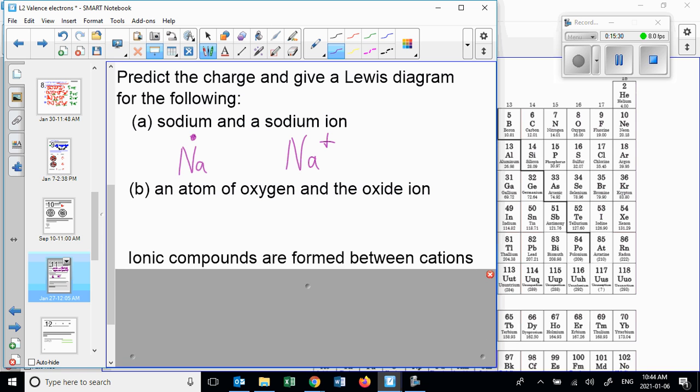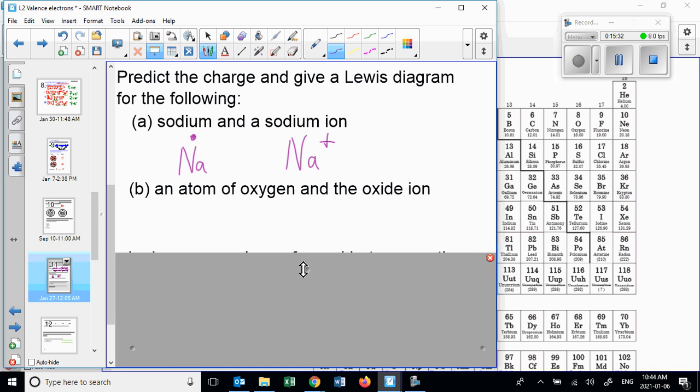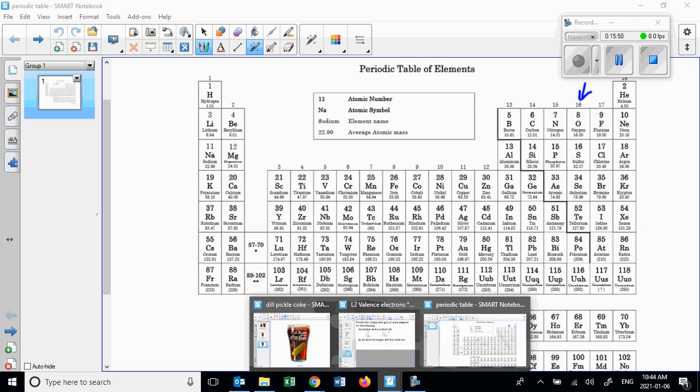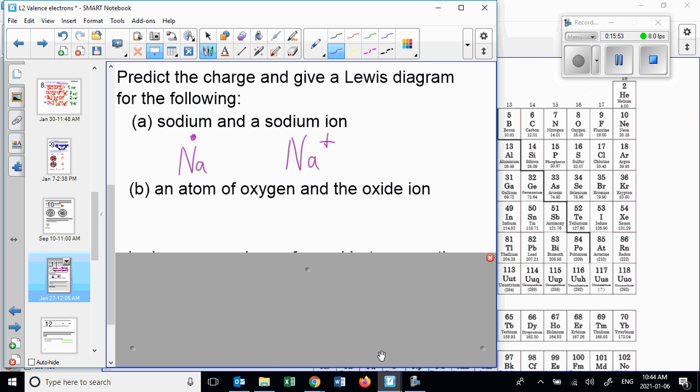Now, I'm specific because if I just say oxygen, I'm talking O2. So I say an atom of oxygen in the oxide ion. Oxygen is in the 16th column. It has 6 valence electrons, same as sulfur and selenium below that. So here's an atom of oxygen, O, with 6 valence electrons: 1, 2, 3, 4, 5, 6.